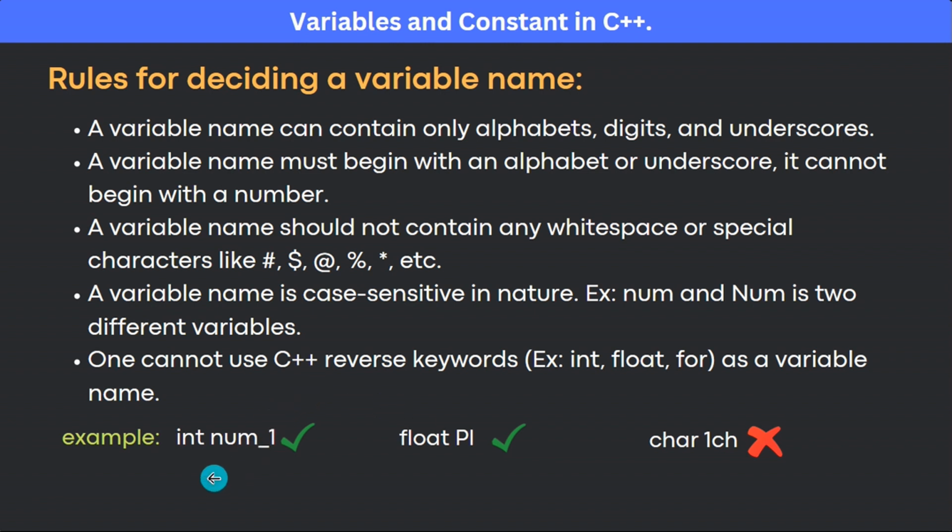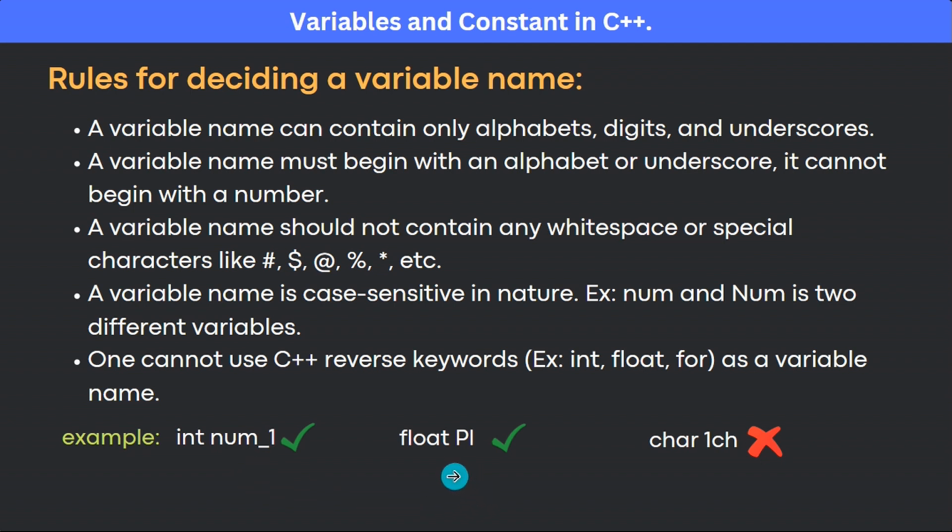So if you see the first example here, we have created an integer type variable and the name of this variable is num_1. If we follow our rule, we can see that the name of the variable is starting with an alphabet. It contains alphabet, number and underscore. So it is a correct naming convention for naming a variable. That's why it is a right way of creating a variable.